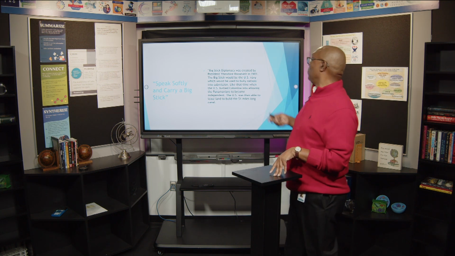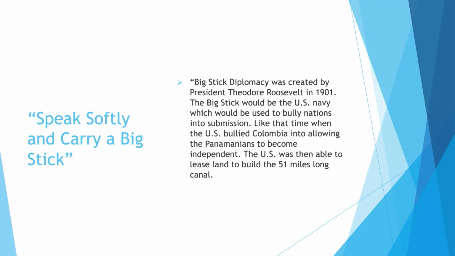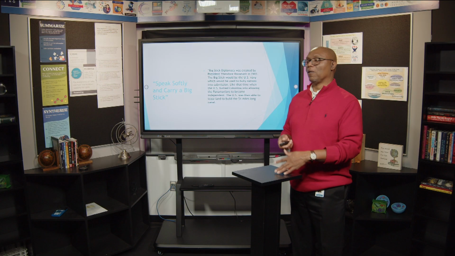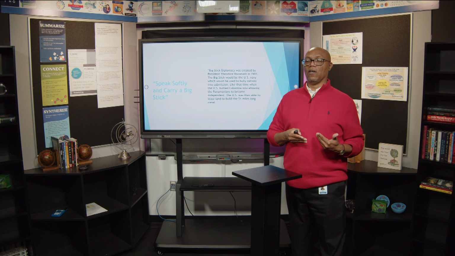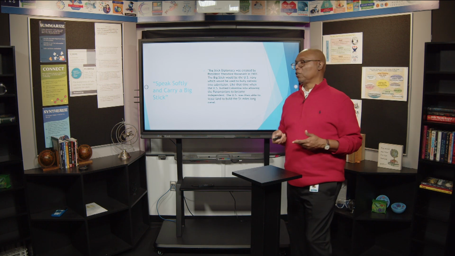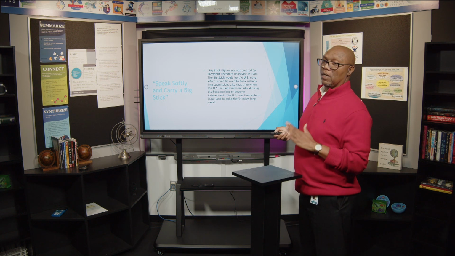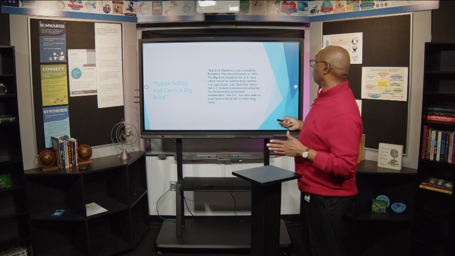Big stick diplomacy was created by President Roosevelt in 1901. The big stick would be the U.S. Navy, which would be used to bully nations into submission, like that time when the United States bullied Colombia into allowing the Panamanians to become independent. And the only reason why we did so is because we wanted to negotiate with them so that we could build the Panama Canal that would connect the Atlantic and the Pacific Ocean and create a shortcut between the two oceans, which we felt like we needed after fighting the Spanish-American War.